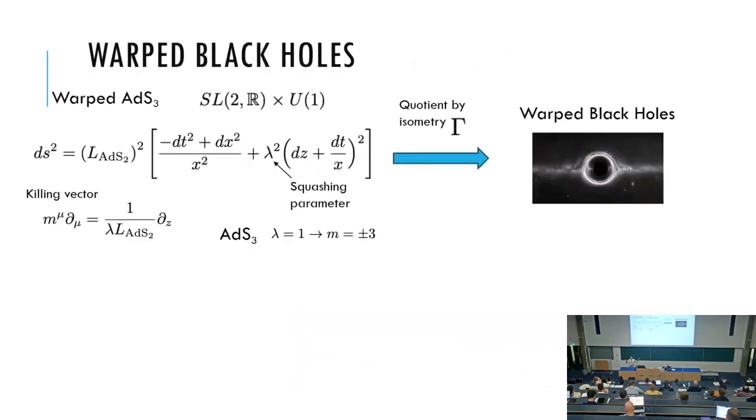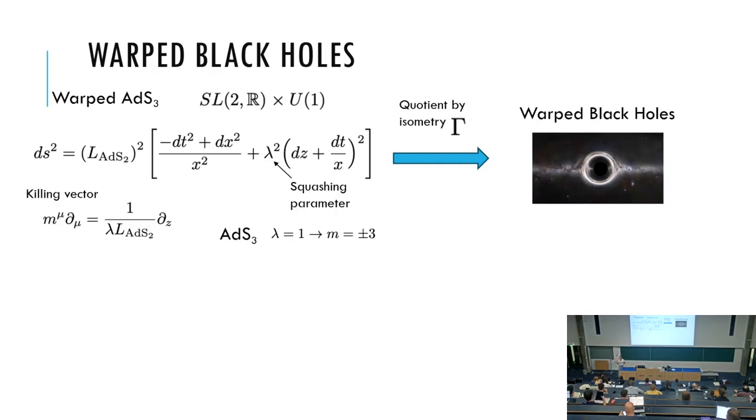So now let's finally reach the double copy for the black holes. These warped black holes can be thought of in terms of this metric. Instead of having the full AdS3 isometries, which are SL2R cross SL2R, we're going to have this warped AdS3 that breaks one SL2R down to the U1. And now we have a squashing parameter in one of these directions, which is this one. If this one is 1, you go back to AdS3, and the masses correspond to plus or minus 3, again in units of the AdS length. And it has a Killing vector that corresponds to this one.